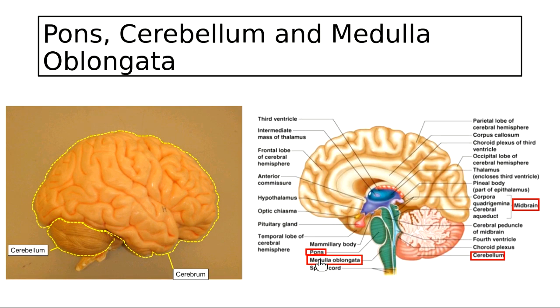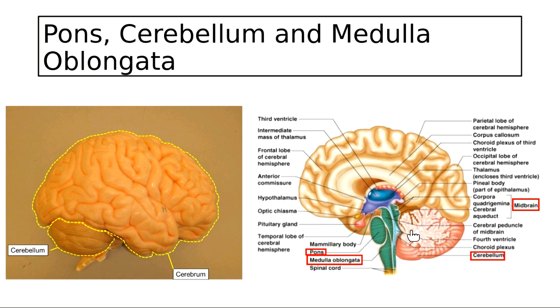Now the word pons, it is labeled here, or it's in red here. It means bridge, and it connects the spinal cord with the brain and parts of the brain with each other. So it's like a bridge in between the spinal cord and the brain. Some fibers are going to have to go through that pons to connect the two sides.